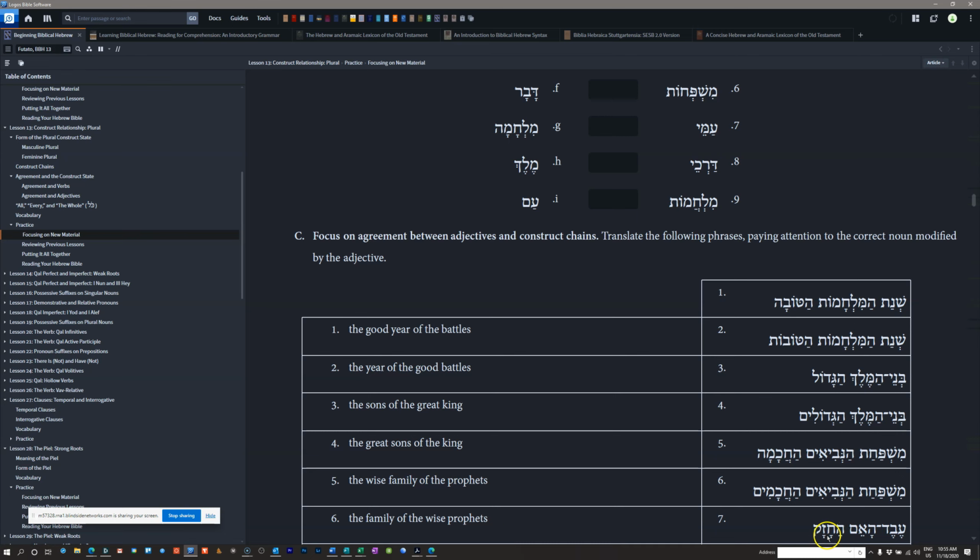Well, Chazak, the adjective never lies. It has no suffix, so it's masculine singular. So that means it's going to modify masculine singular Eved. So we translate our construct phrase, the servant of the mother, and then we insert our adjective where appropriate. Since Chazak is definite and Eved is definite, this is attributive. The strong servant of the mother.